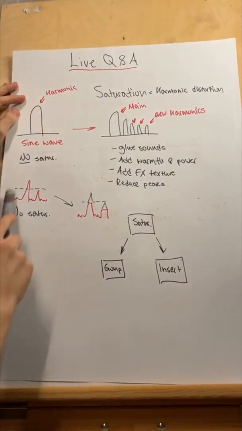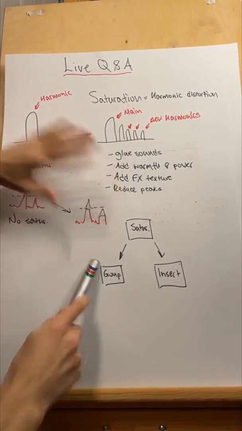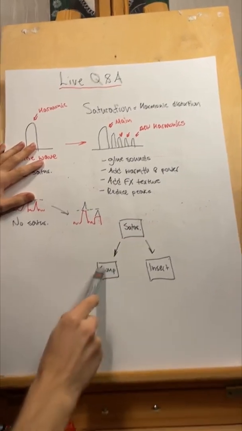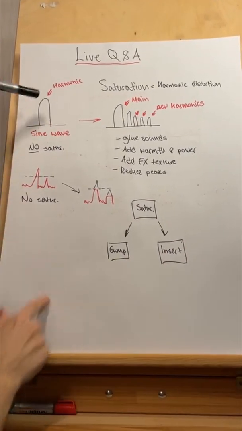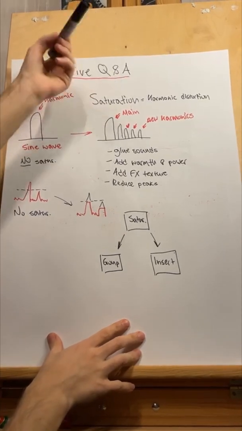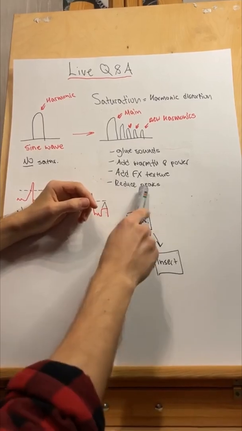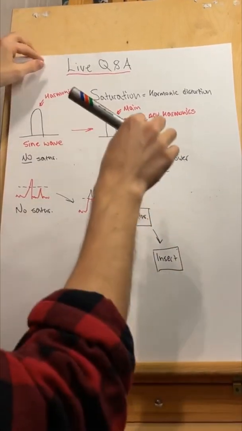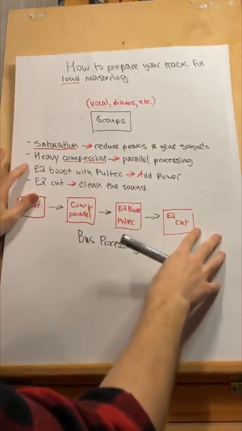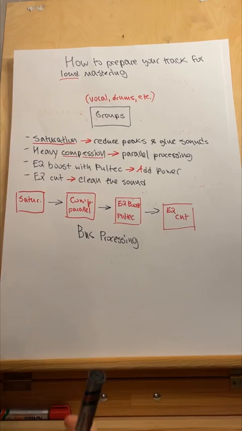You cut the peaks. Let's say this is your sound, and you do like this. You eliminate those peaks, and you can apply saturation to group and insert channels. So from sine wave, we go to this. From this to this: more harmonics, richer sounds, warmth, power, reduced peaks, and glued sounds. By doing this to your groups, you can eliminate those unwanted peaks and make your masters pretty loud.